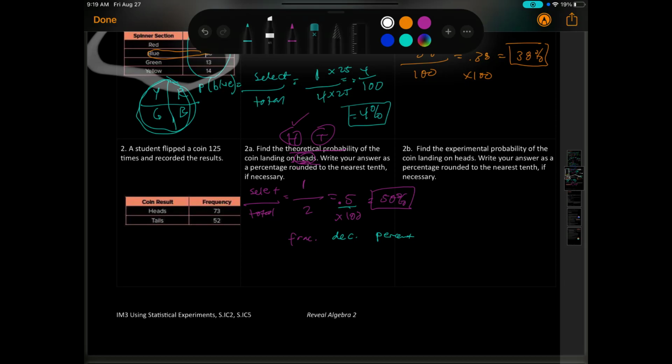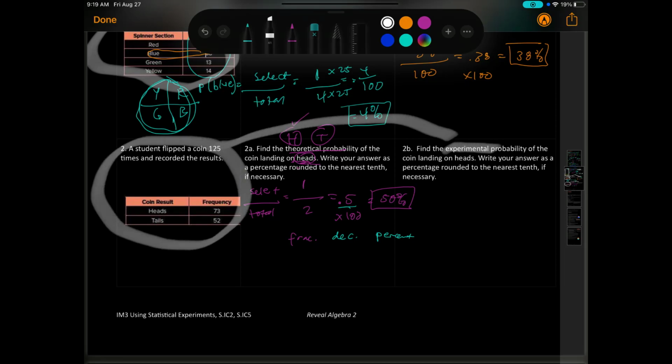Okay, so remember, the chart here refers to the experimental probability. So now we need to find what happens actually in our experiment. So the total, how many times did I flip this coin? 125 times. And what did we want, or what did we select? We selected heads, which is here, 73.